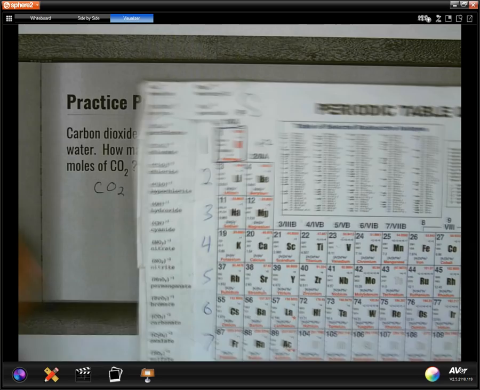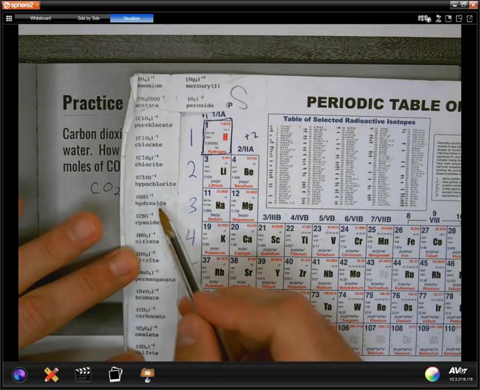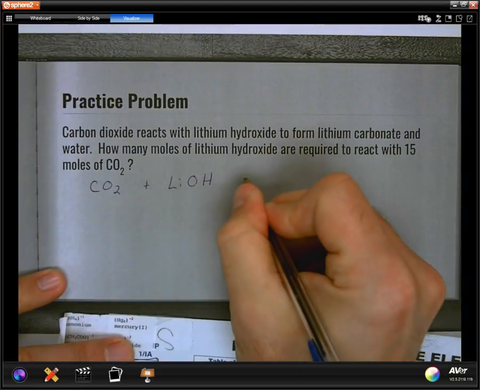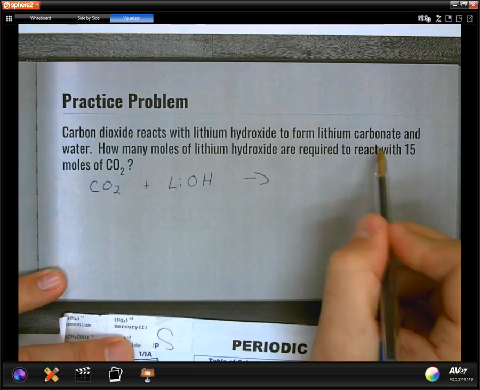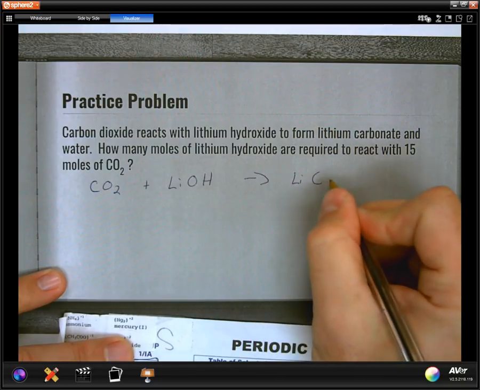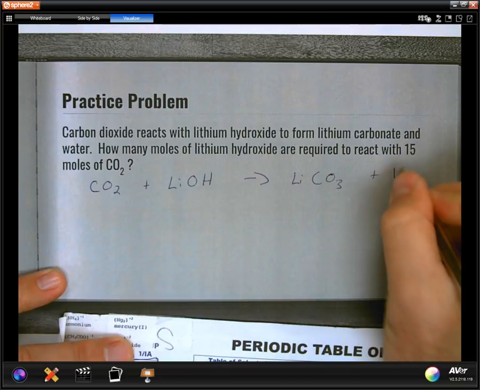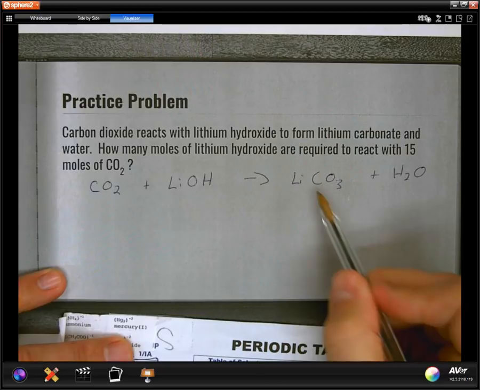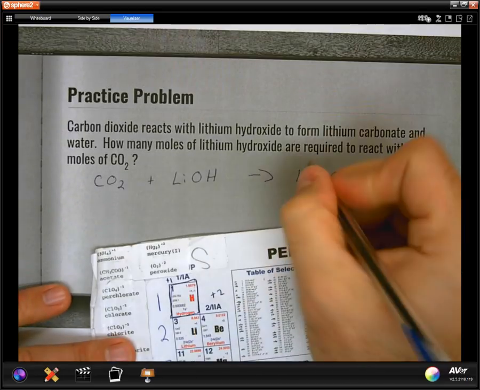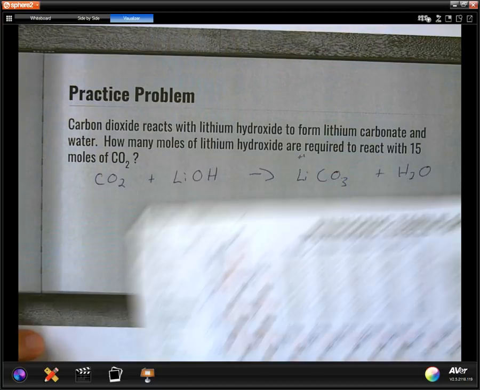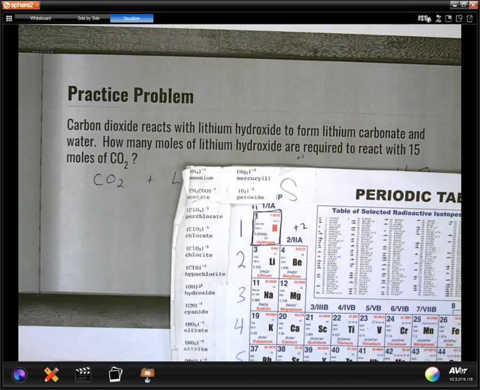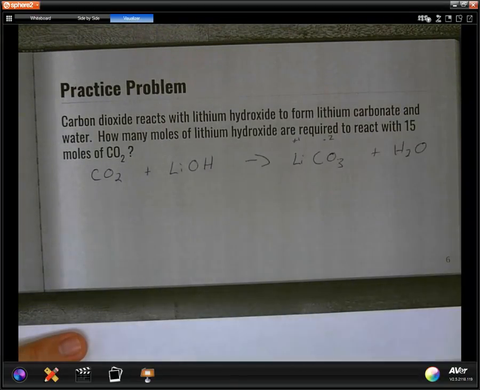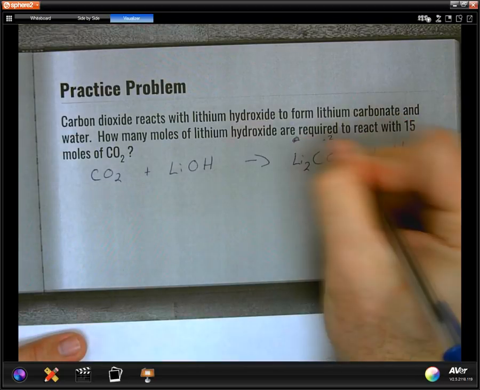Lithium hydroxide, -1 charge plus 1 charge, so they come together in a 1-to-1 relationship, and they are going to form lithium carbonate and water. Now we got to go back and make sure we have our chemical formulas written correctly. This is how you write water. Lithium carbonate, lithium has a +1 charge. Carbonate has a negative 2 charge. And so through the cross method, I see I need 2 lithiums with every carbonate.